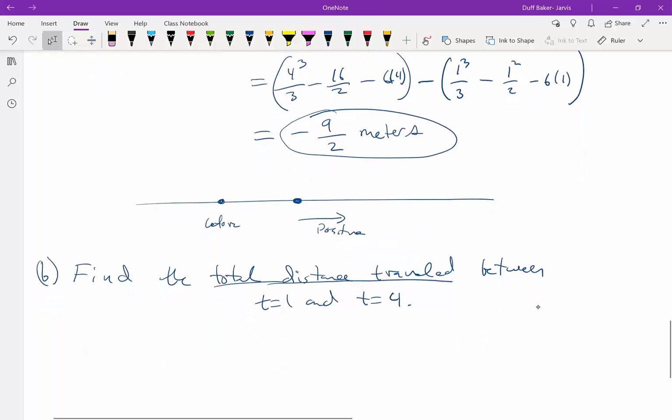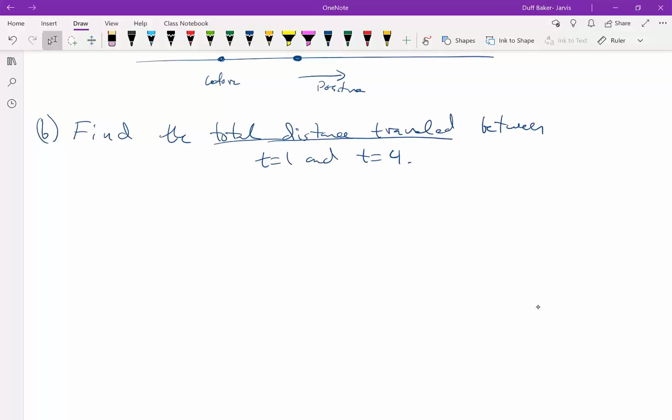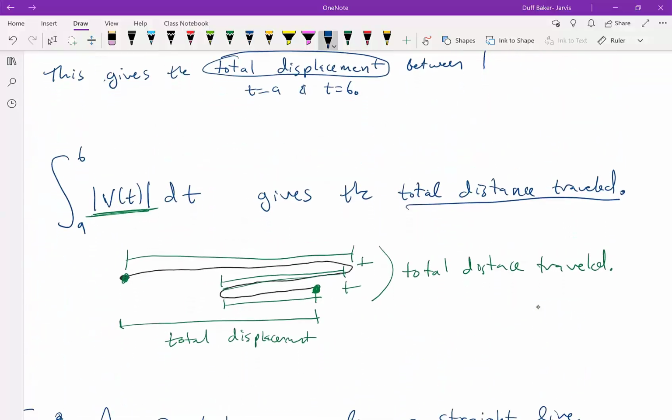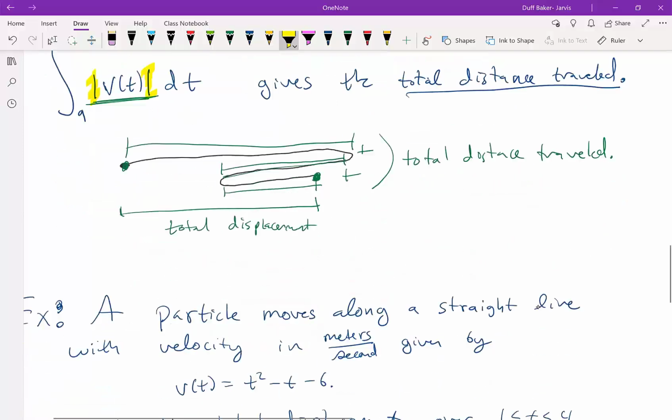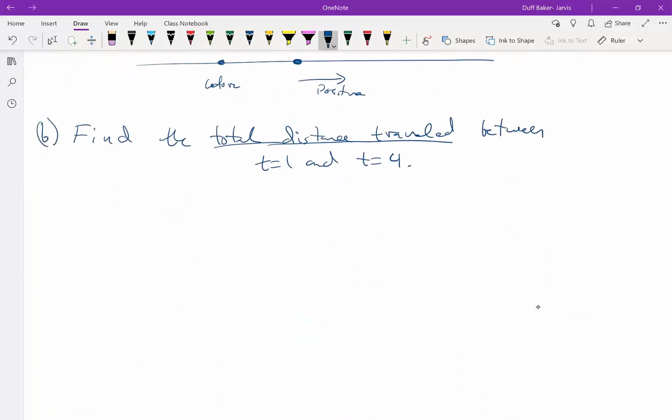Now the trickier one, in my opinion, is the total distance traveled. Because remember, the formula for that is we have to put this pesky absolute value in there, right? To make sure that we count all the going back and forth. Because if you just integrate it all, it sort of ignores the going back and forth. But we can start by writing that down, right? It'll be the integral from 1 to 4 of the absolute value of v of t.